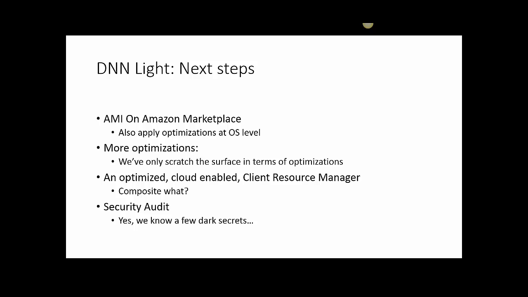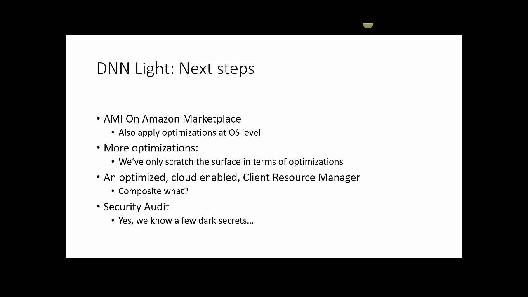And for this, like I mentioned earlier, we'll do this instance. We'll sell DNN Light as an image on the marketplace. So you can buy it and you have a machine. It costs $30 per month, and it's much faster than anything you can buy for that money.